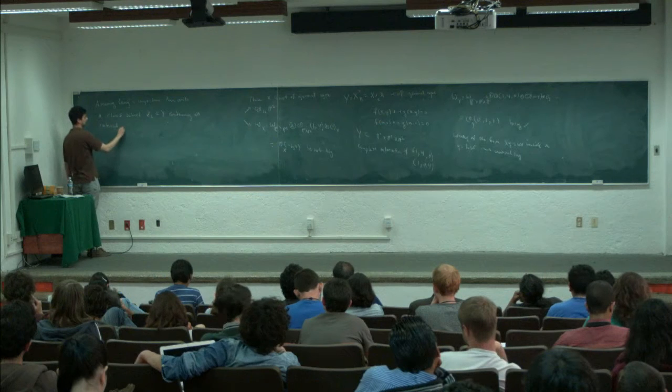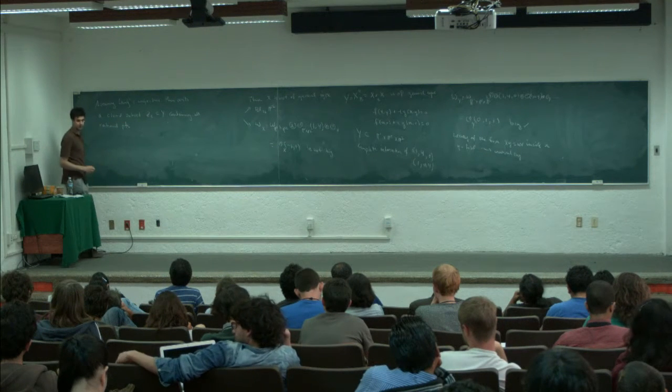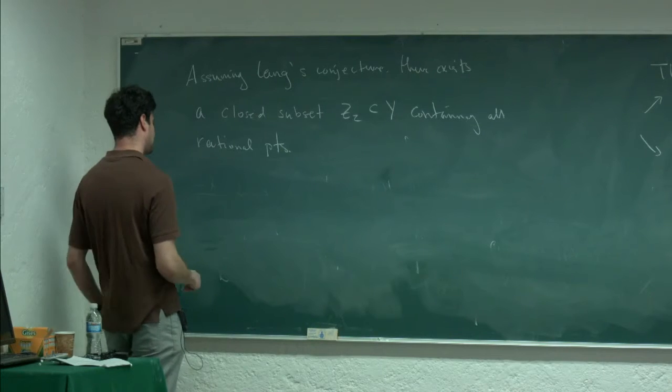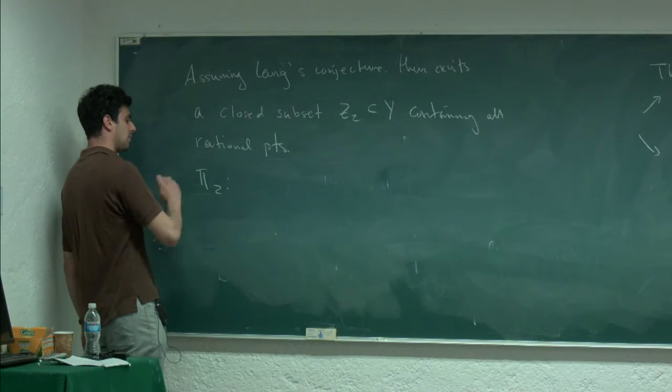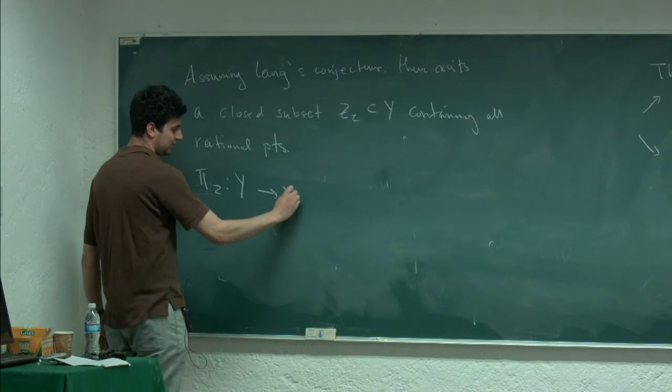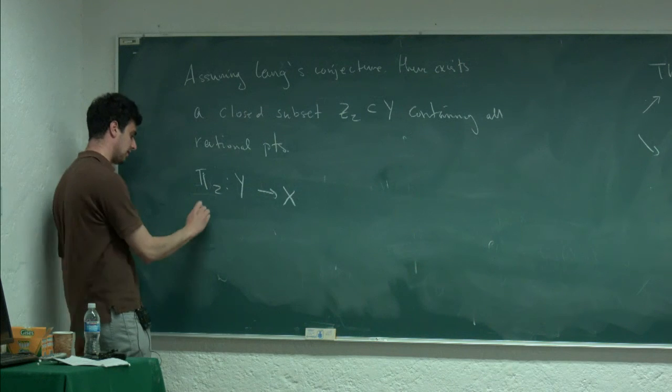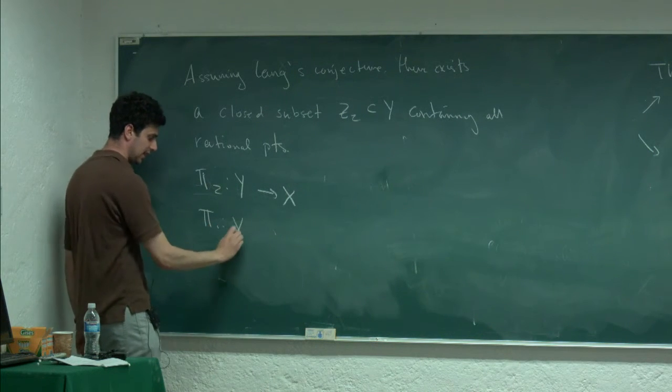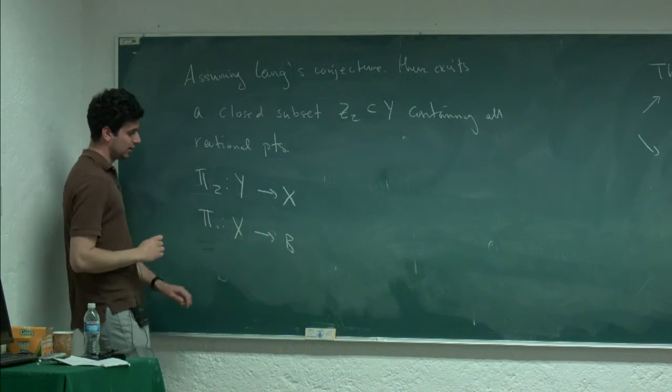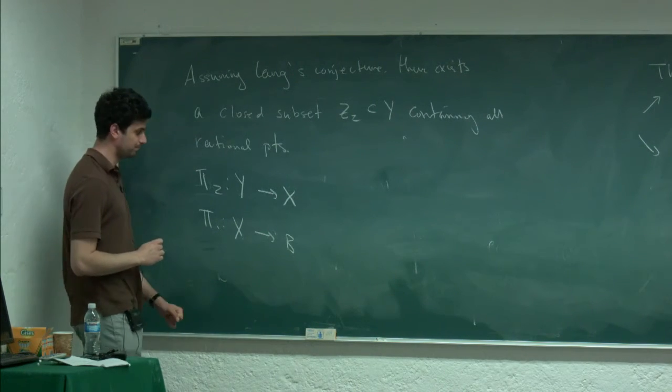Right? Because Lang's conjecture tells me that the points are not Zariski dense. So I have this closed subset. Now I have two maps. I have a map pi2, which takes y to x. It's just a projection onto one factor. And then I have a map pi1 that takes x to b. Okay? And the fibers of these maps are the same.